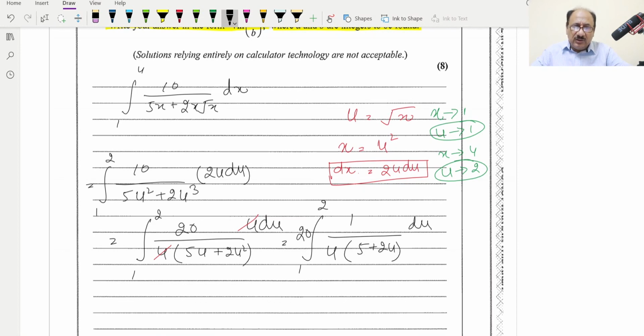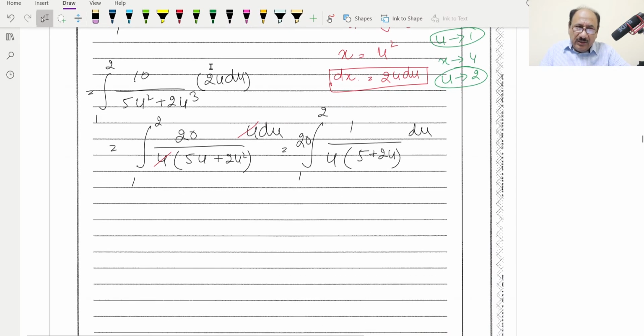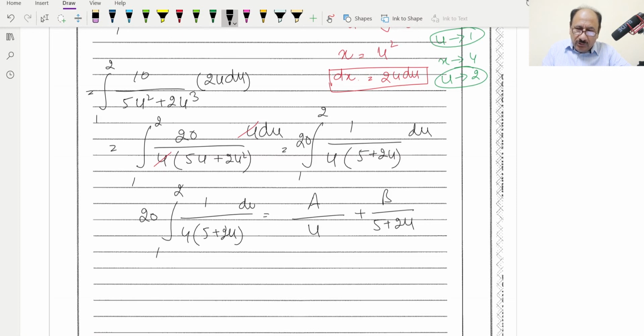Now this is the integral which we can write in partial fraction format. So this will be a over u plus b over 5 plus 2u, and this is equal to 20 integral 1 to 2, 1 over u into 5 plus 2u du. Basically we have to solve this one to find the values of a and b. For that we will be solving like this.